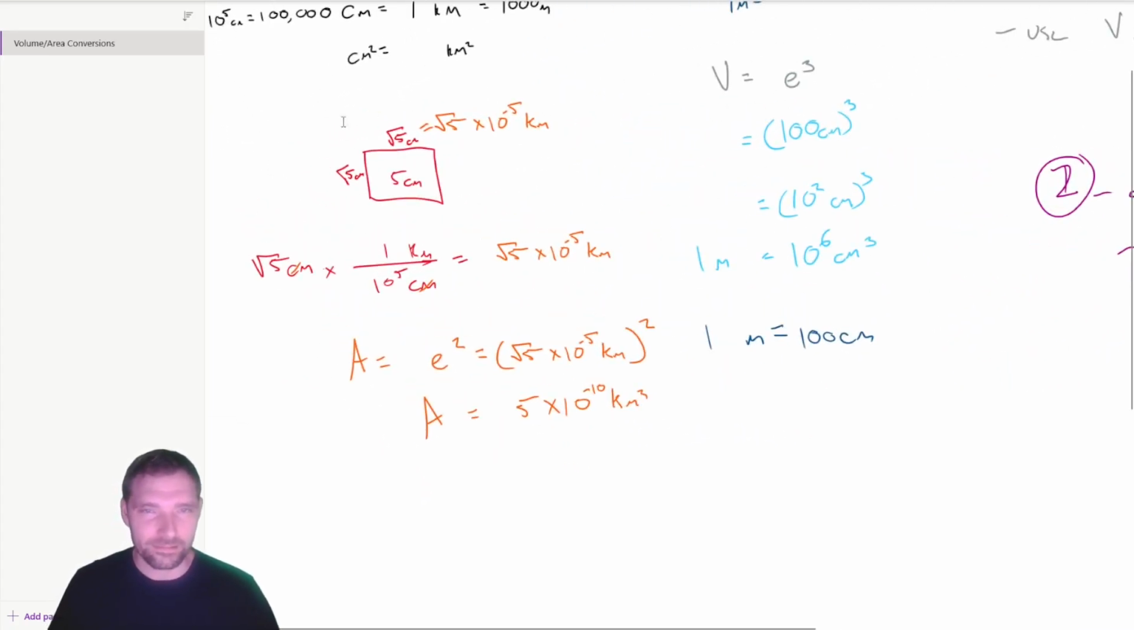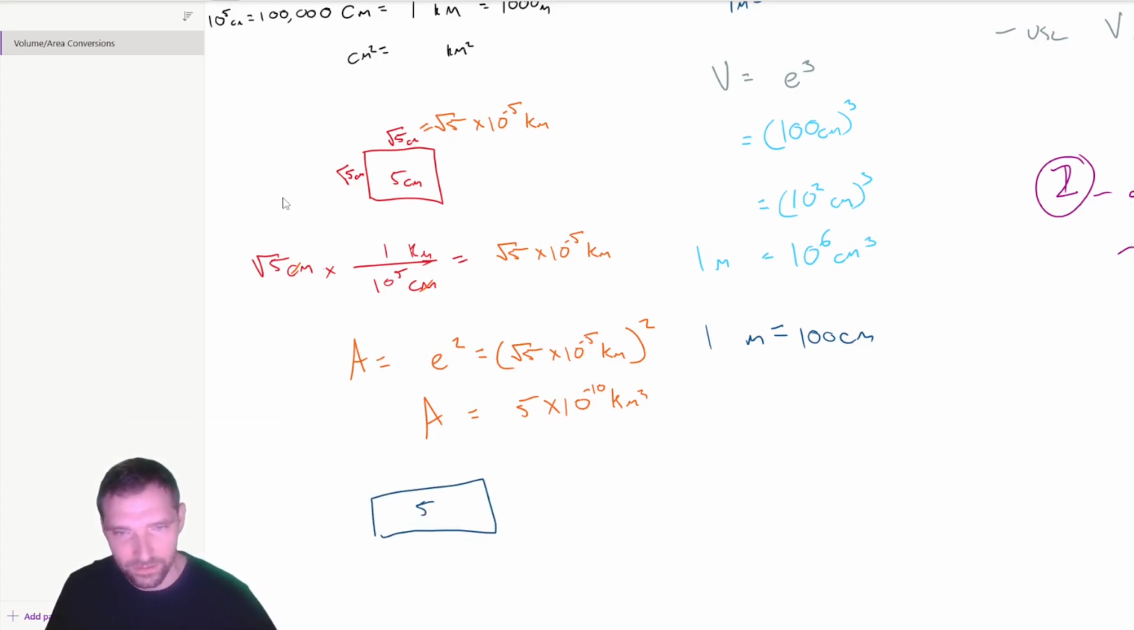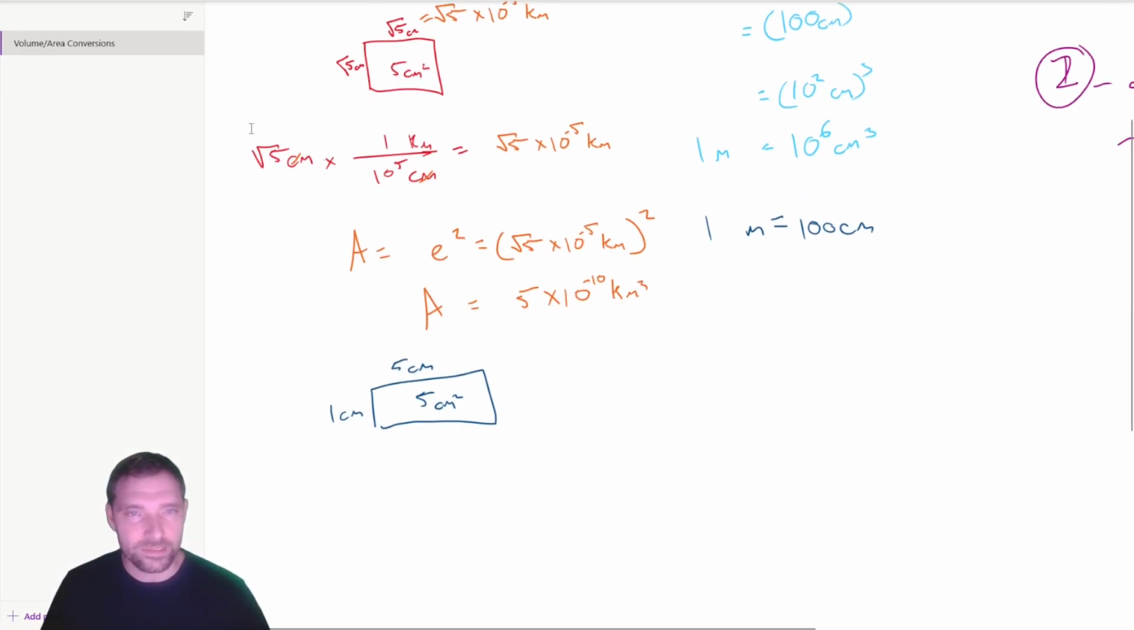Now the square root 5 might be throwing you off a bit. So I'm going to show a slightly different shape that has the same area, 5 square centimeters. Should have that squared on there. So let's imagine that this is 1 centimeter by 5 centimeters. So we can do the same math that we did here.